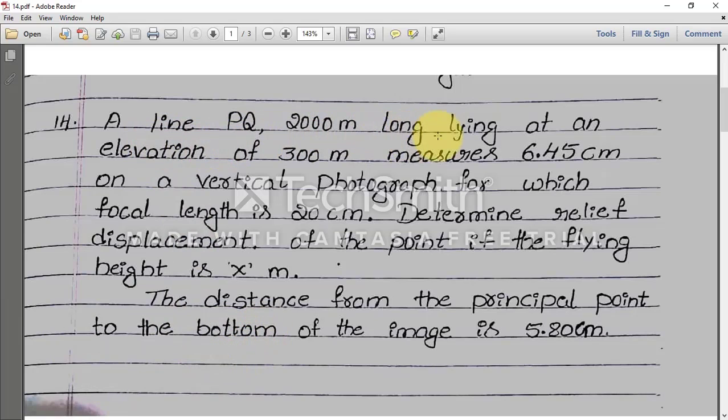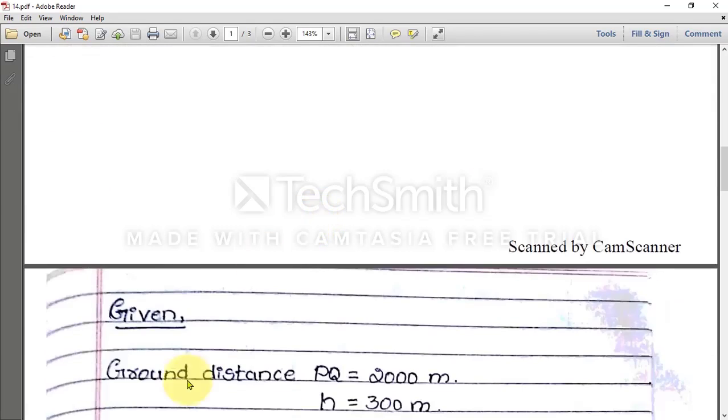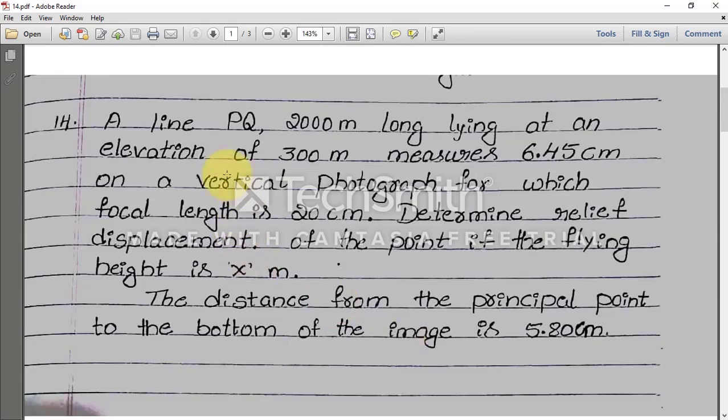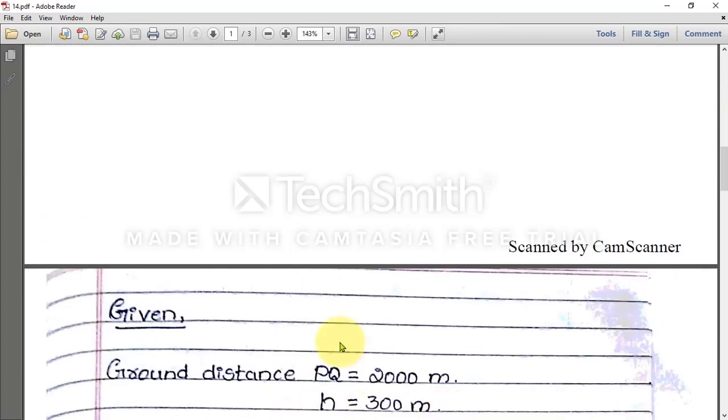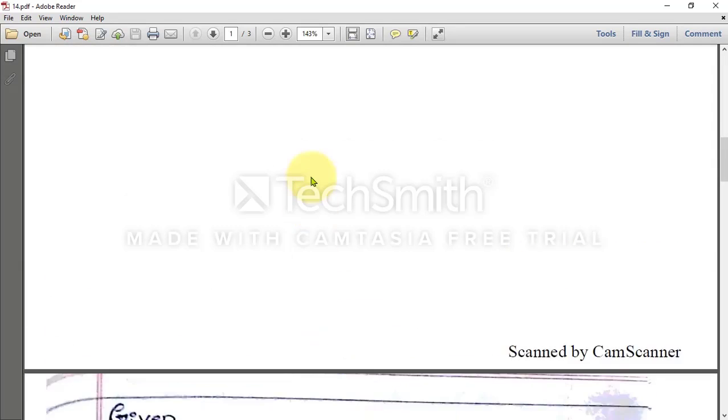So a line PQ 2000 meter long. See, 2000 meter, more than 1 kilometer, 2 kilometer. Obviously it is not a map distance. Map will be in centimeters. Therefore this first given data is ground distance, equal to PQ, is equal to 2000 meters. Next is elevation of 300 meter. Small h is given. Small h is 300 meter here.